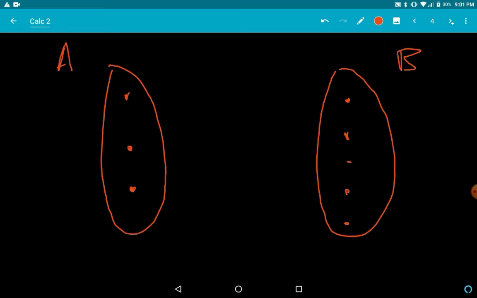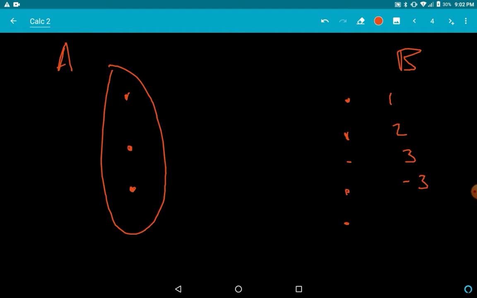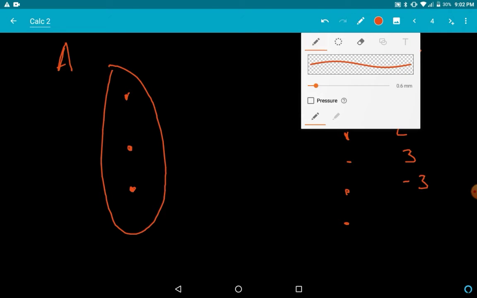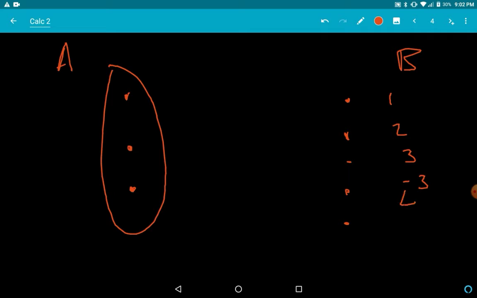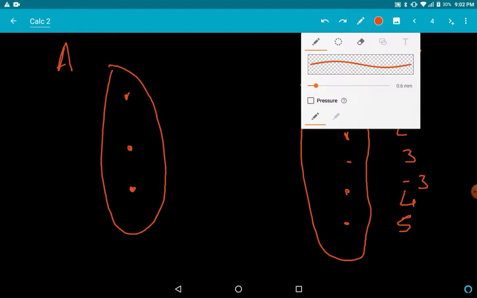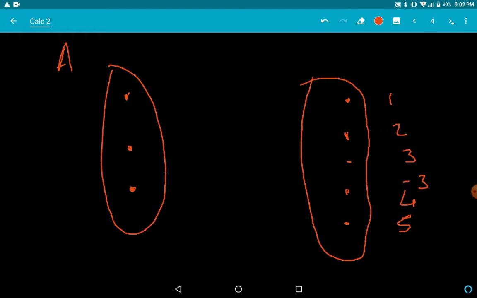There are many points, no? There's 1, there's 2, there's 3, -3. Let me redraw this because it's not drawn so properly. I'll draw this again. -3, then I had 4, no? -3, then 4, then 5. That was drawn perfectly. I'm a fool. Okay, the A set contains, oh no, this is B. This is B.